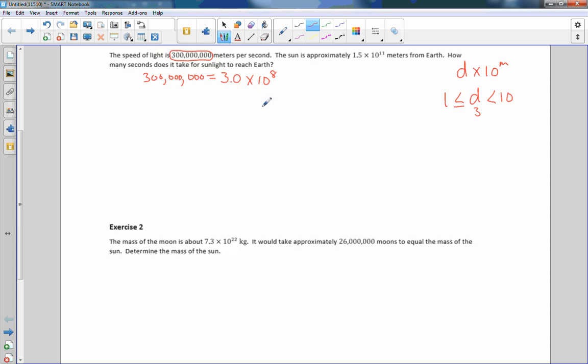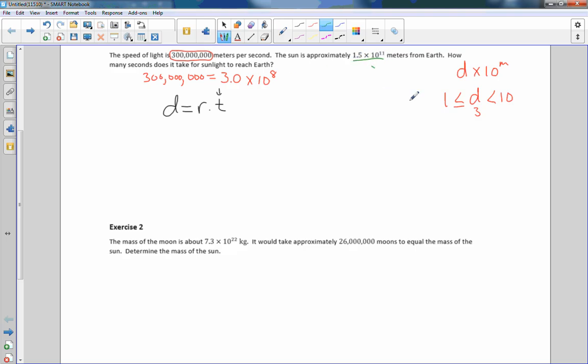Now that I've done that, and I know that the sun is this many meters from Earth, we're talking about a problem with distance. So I'm going to use the equation distance equals rate times time. It won't be the first time you've seen this, and it won't be the last. So I'm going to use this equation to set up the problem. The question asks how many seconds does it take? That's t. We're trying to solve for t here. So we must know two things and have to find the third. The sun is so many meters from Earth. That's distance. So here is our d.